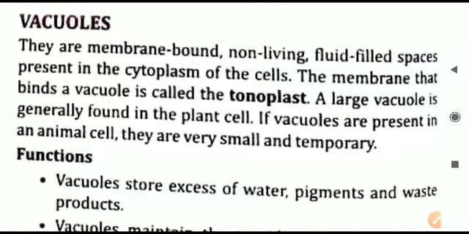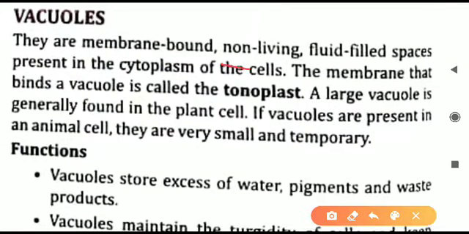What are vacuoles now? Vacuoles are actually membrane bound non-living structures. They are not living, they are non-living. This is relatively important. Underline this. So it is non-living, and what does it have then? It is a fluid filled space inside the cytoplasm. Fluid means liquid will be filled inside them. For what this liquid is filled, let us see in the functions, not now. This particular vacuole has a particular membrane. The membrane which surrounds the vacuole is called tonoplast. The outer boundary of the vacuole is called the tonoplast.